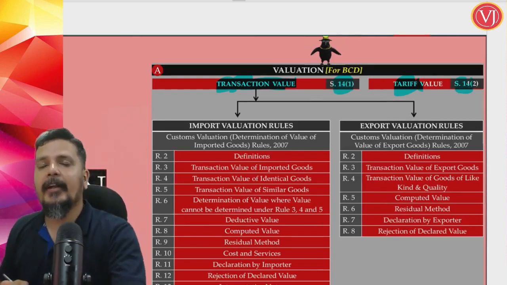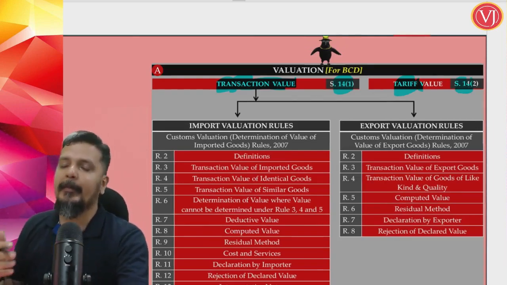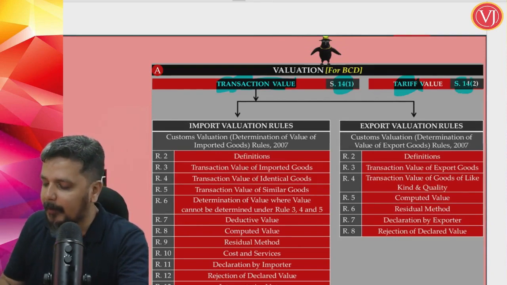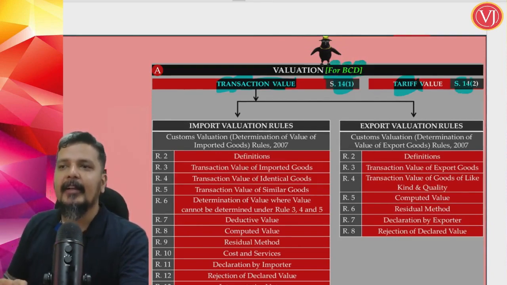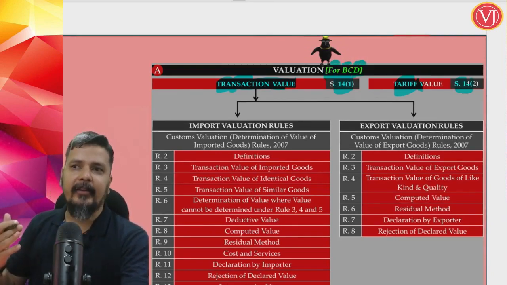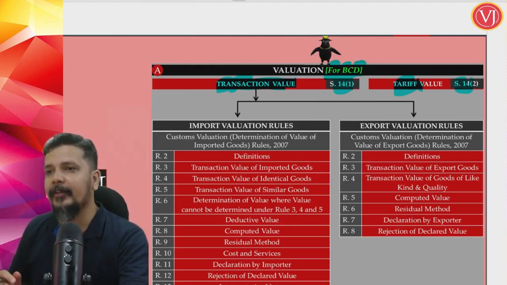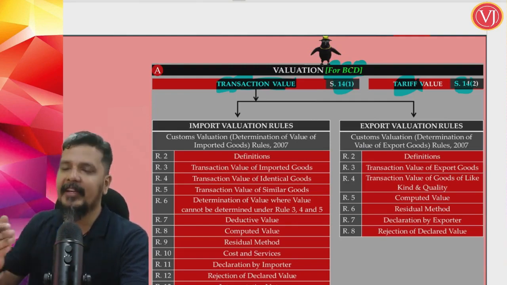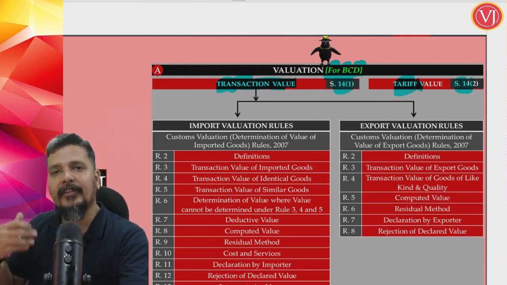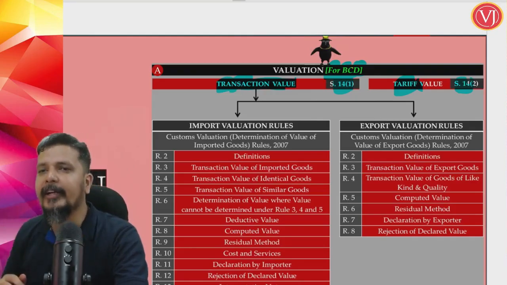And remember one thing, whenever you're finding value, this value will be basically used only and only for the purpose of BCD. Then for other duties, the value will not be exactly the same, it will be differing. So this valuation is only and only for BCD. Obviously, it will be helpful for other duties also. The foundation will be this, but most importantly, it will be only for your BCD purposes.